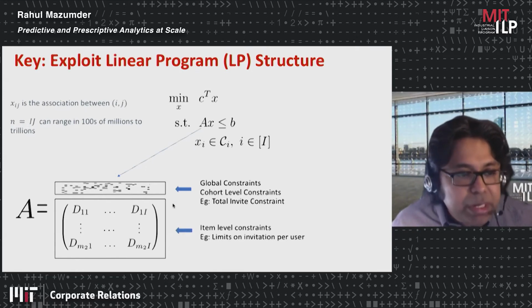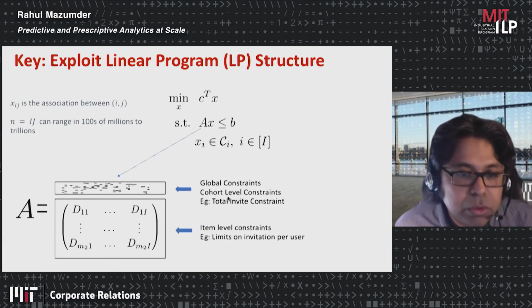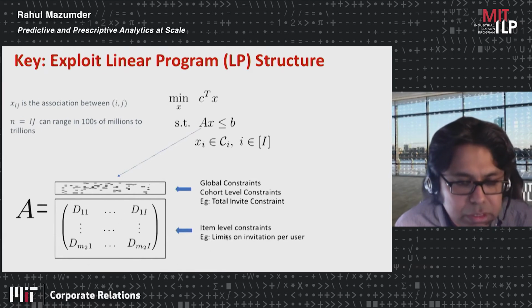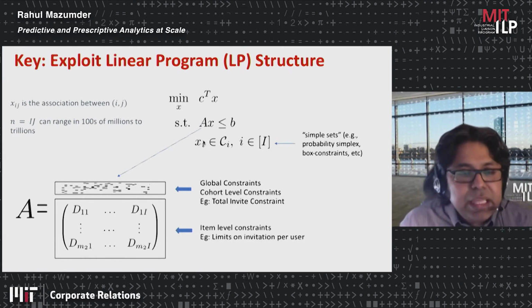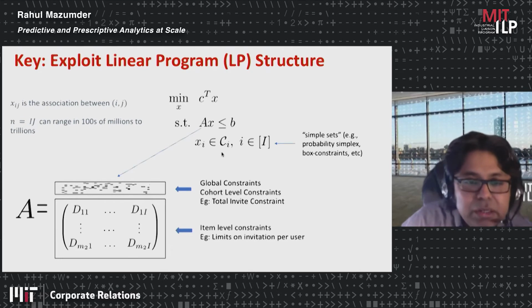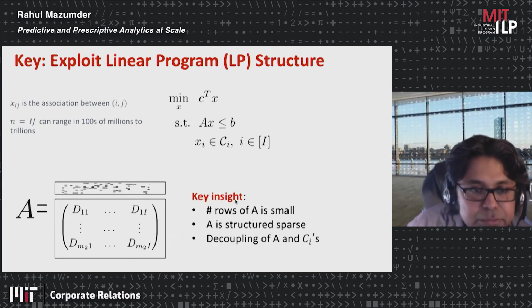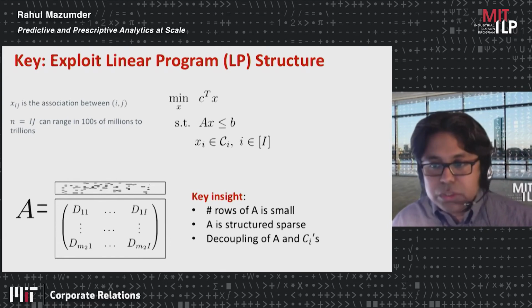So this constraint matrix A has two components to it. One of them is a global constraints, for example, the cohort level constraints or total invite constraints. And it also has this other block, which, for example, describes constraints in terms of item level constraints and limits on invitation per user. We decouple this problem by encoding these probability constraints in specialized polyhedral sets.